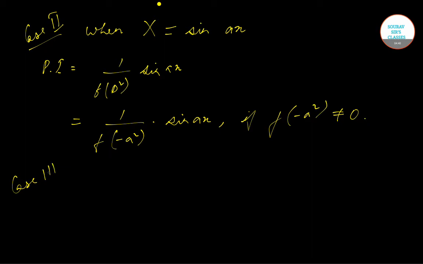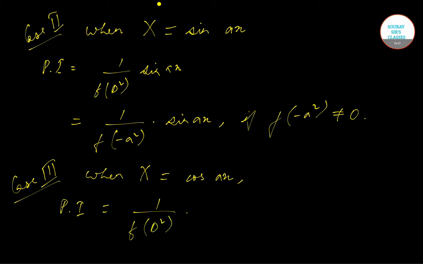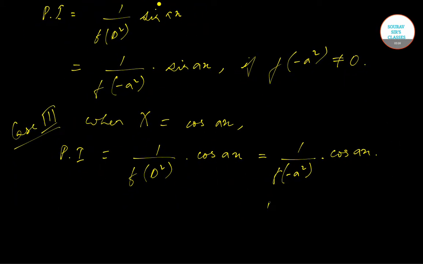Let me go to the third case. The third case is when capital X is equal to cos(ax). In that case the particular integral will be of the format 1 by f(D^2) into cos(ax), and this will be equal to 1 by f(-a^2) into cos(ax), if f(-a^2) is not equal to 0.